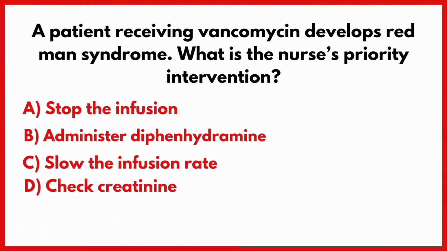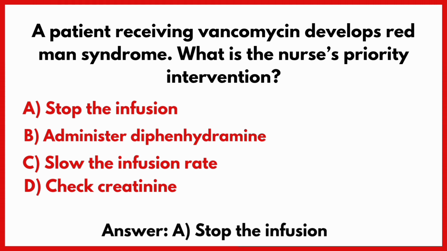A patient receiving vancomycin develops red man syndrome. What is the nurse's priority intervention? Correct answer is option A, stop the infusion.